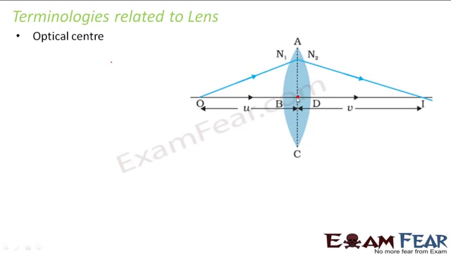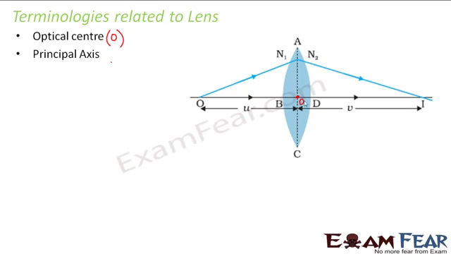When I talk about optical center, it is denoted by a capital O and it is the center of this lens. So this point is known as optical center. It is similar to what we called the pole in case of a spherical mirror. So this is analogous to pole.